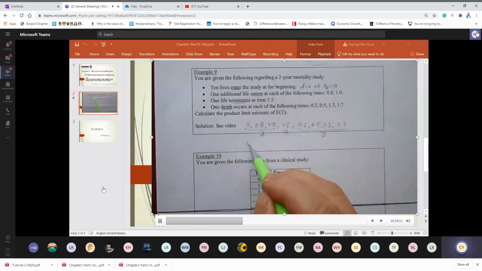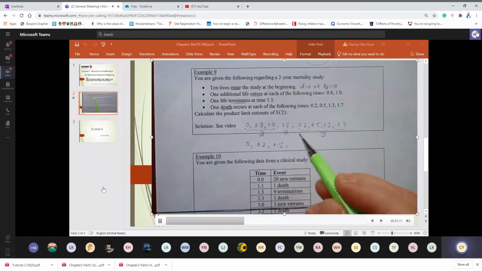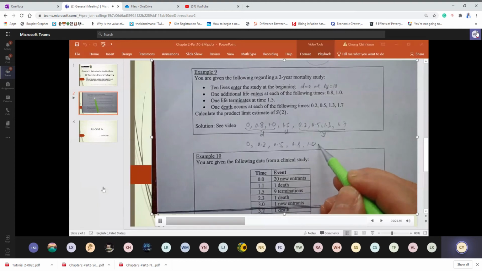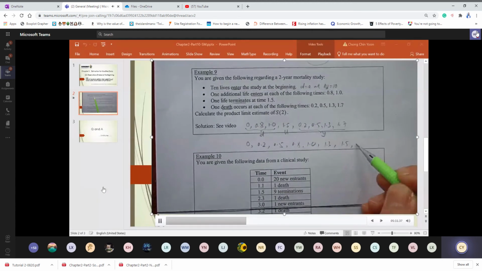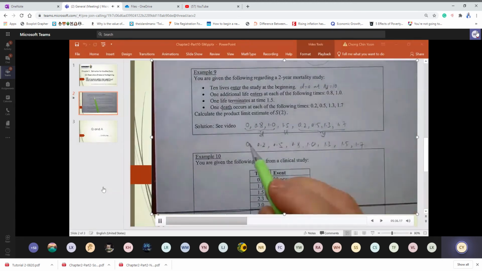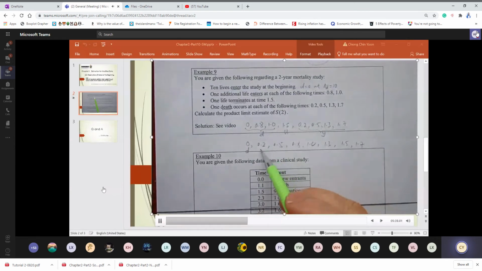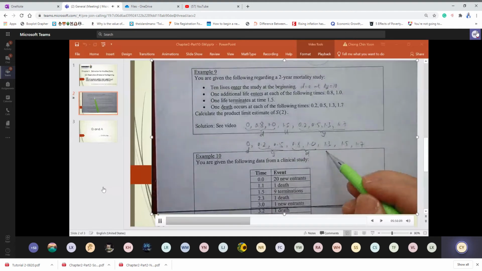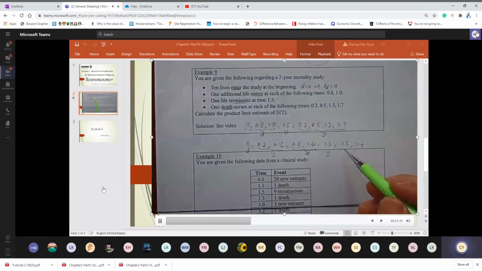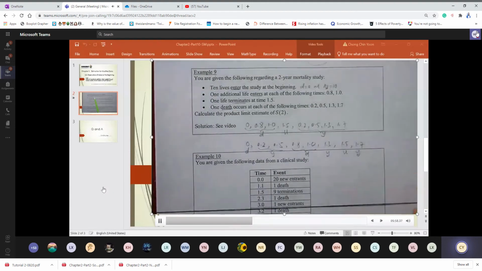So that means we have 0, next is 0.2, and next is 0.5, 0.8, 1.0, 1.3, 1.5, and 1.7. So obviously this is d. These 2 are the y values, and 0.8 and 1.0 are the truncation values. 1.3 is a y value, 1.5 is a u value, and 1.7 is a y value as well.